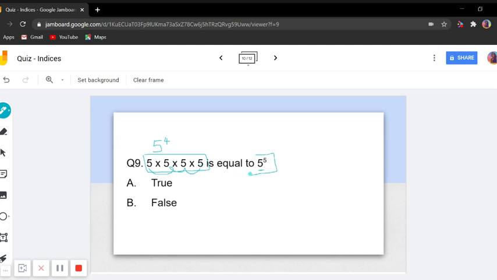So is this correct? It was mentioned here that it is 5 to the power of 5, or 5 multiplied by itself for 5 times. No, this is incorrect. So which one is the correct answer? It is false. 5 multiplied by 5 multiplied by 5 multiplied by 5 is not equal to 5 to the power of 5. The answer is B. Alright.